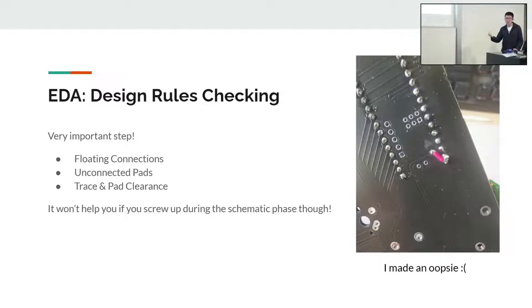It also checks for clearances. So if you put two traces too close to each other, and your rules are that you need them spaced apart, then this would actually tell you that you need to do so. If you screw up, then you have to fix it manually, I guess. This is a prototype, this is fine, but when you actually make a product, this is bad.